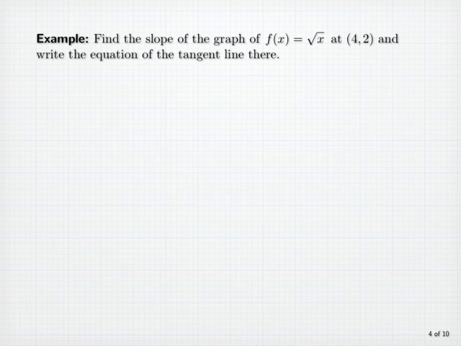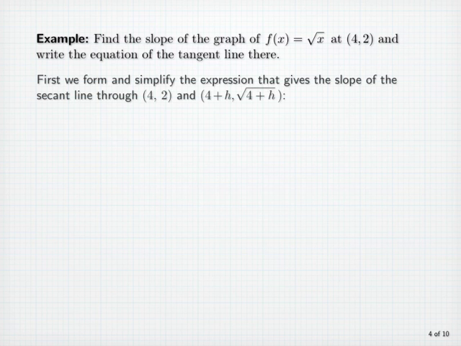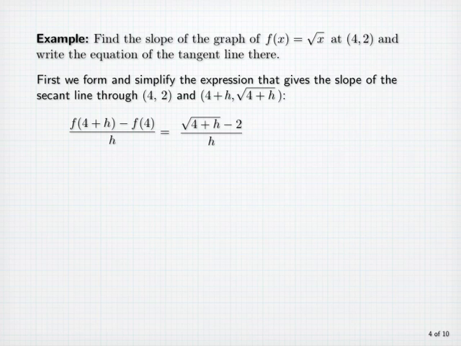Example. Let's find the slope of the graph of f of x equals the square root of x at 4, 2, and write the equation of the tangent line there. First we form and simplify the expression that gives the slope of the secant line through 4, 2 and 4 plus h, square root of 4 plus h. That's f of 4 plus h minus f of 4 divided by h, which is the square root of 4 plus h minus 2 divided by h.